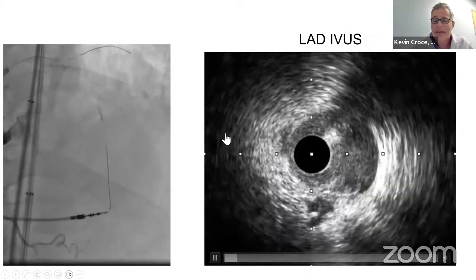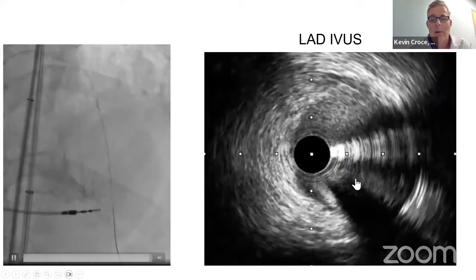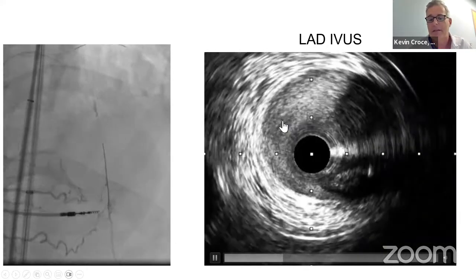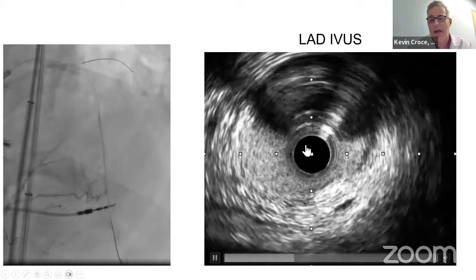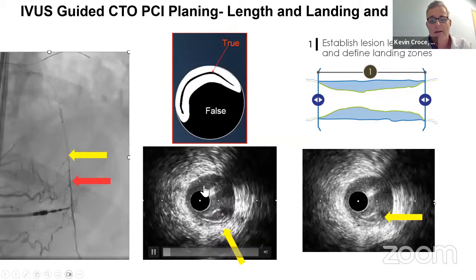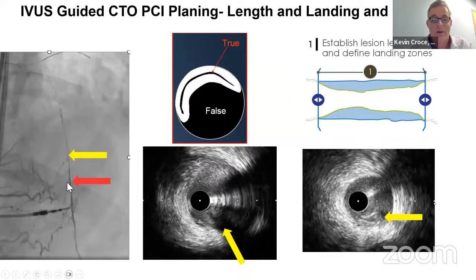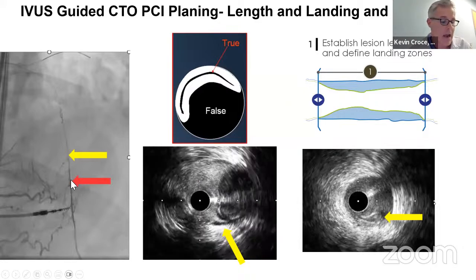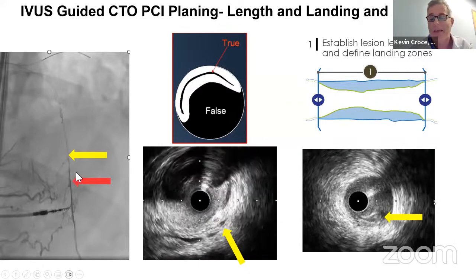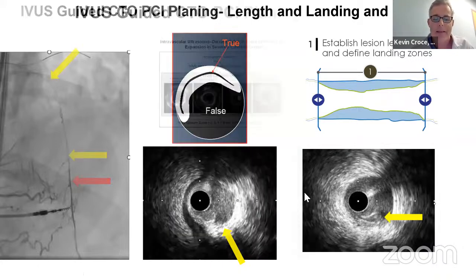The IVUS is helpful in these cases because it helps us to identify where we've re-entered. You can see here, this is a pullback in the LAD, which shows that we're subintimal for a long course. You can see the subintimal position there with the IVUS catheter in the subintimal space and the lumen on the right. Again, I have the false lumen as shown here, false lumen, true lumen. And this helps us to define where we want to make sure we stent at least past that, which is right about this area. And so with that in mind, we got a sense of what our distal landing zone should be for length and what it should be for area, and started to move forward to reconstruct the LAD in this patient.